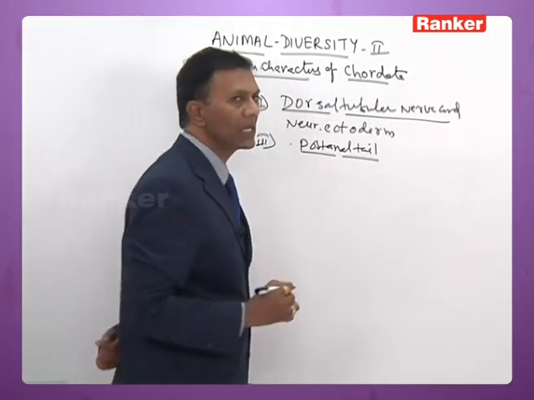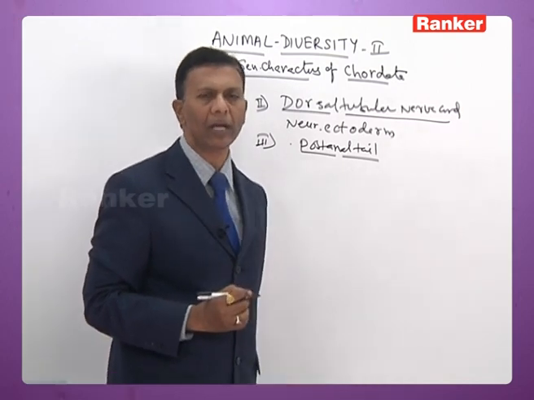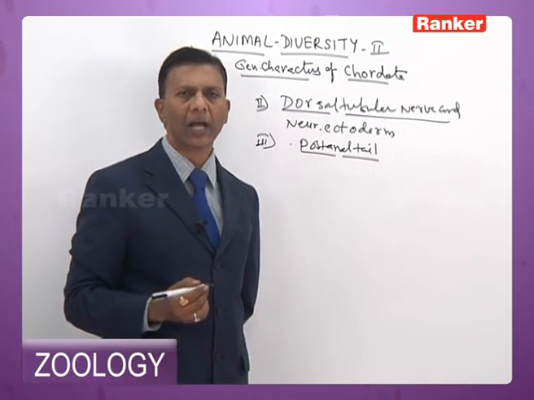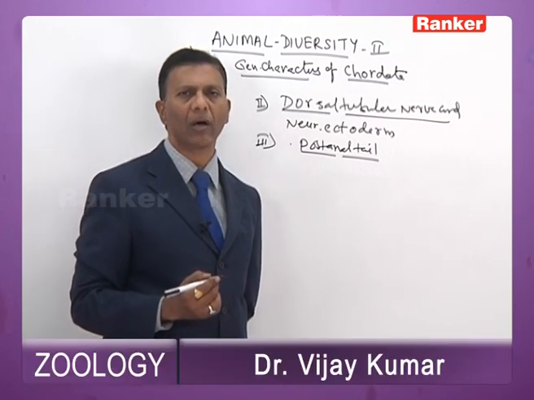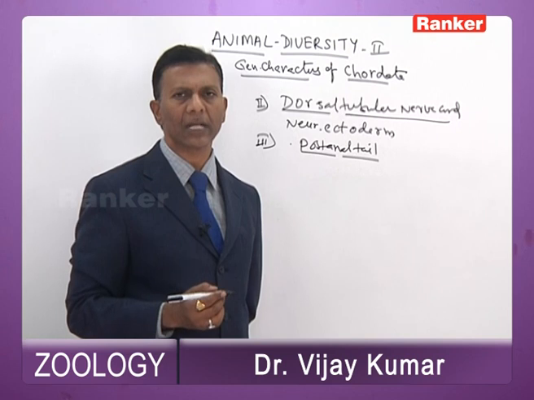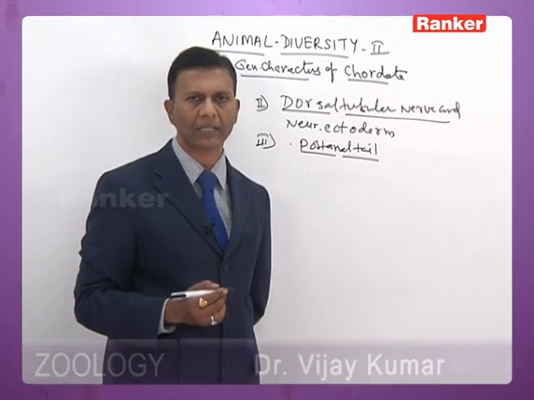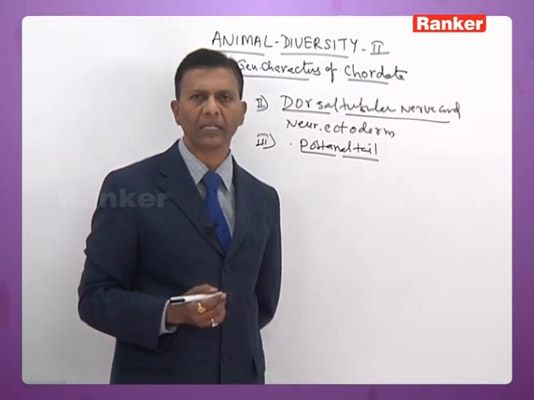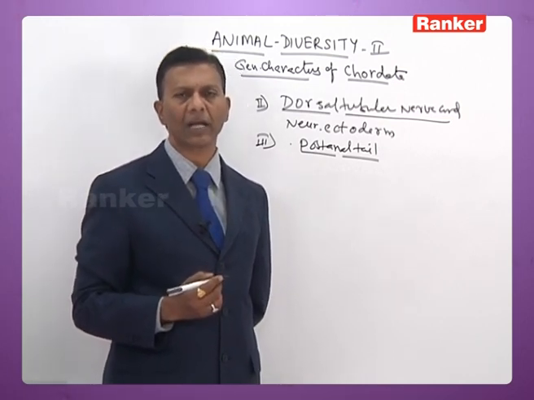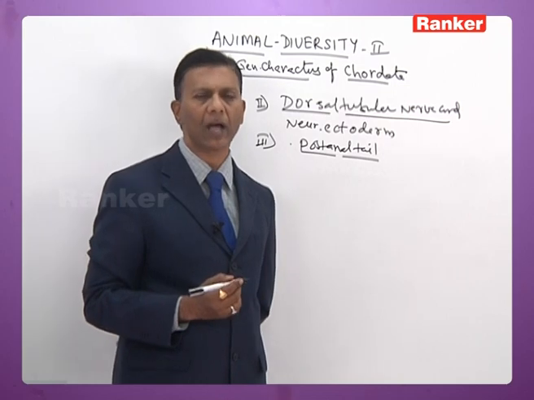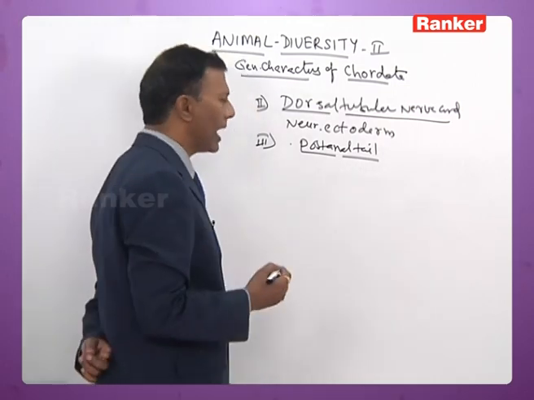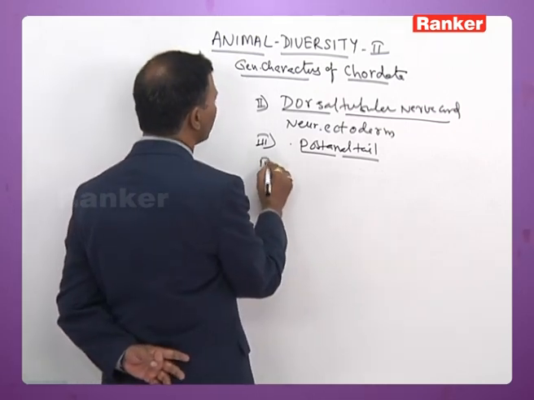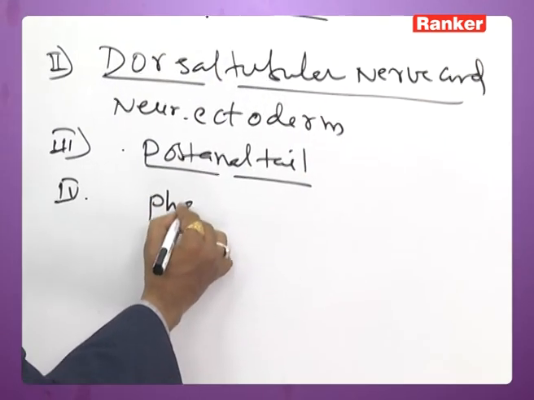The posterior extension of the body that lies beyond the anus or cloaca is called the post-anal tail. In chordates, it is supported by the extension of the notochord in the embryonic stage and the vertebral column in adults. It acts as a balancing organ in some chordates, and as an organ of offense and defense in certain other chordates. Another characteristic of chordates is the pharyngeal gills.